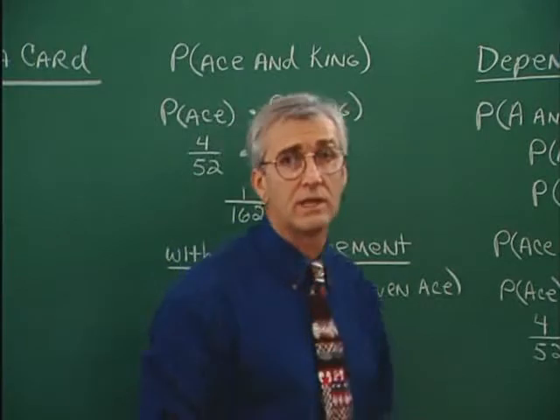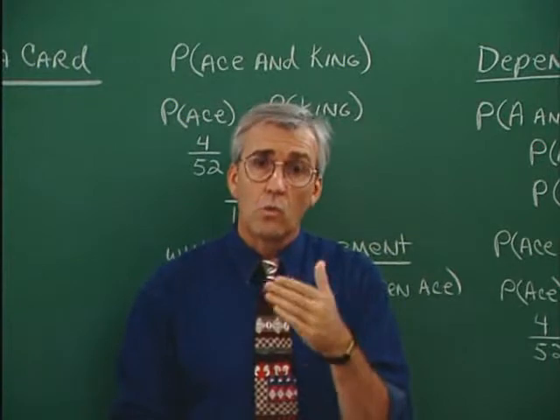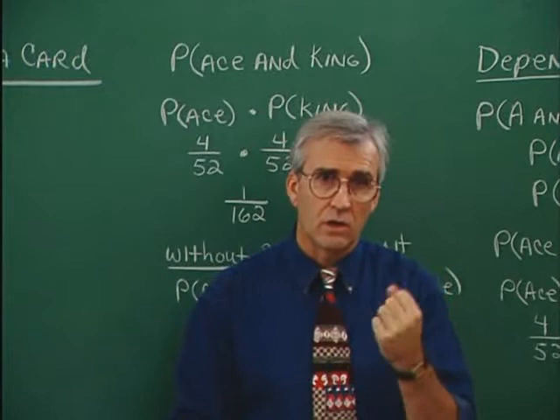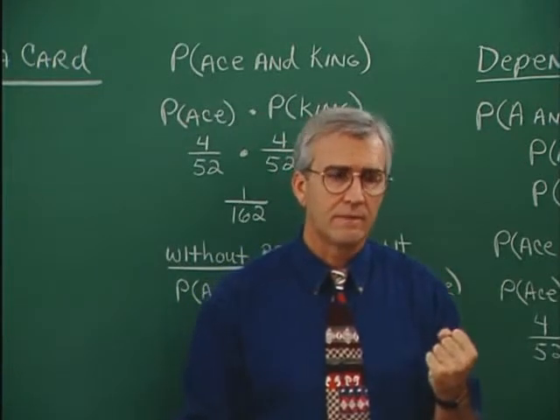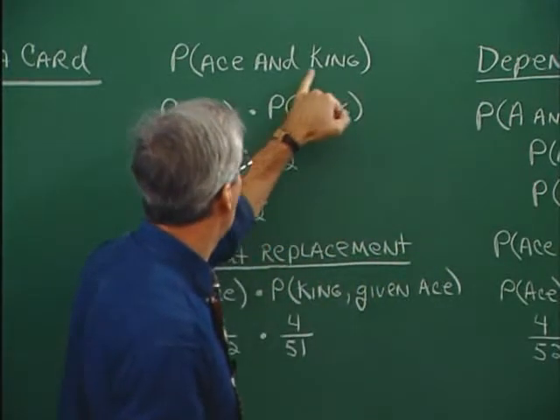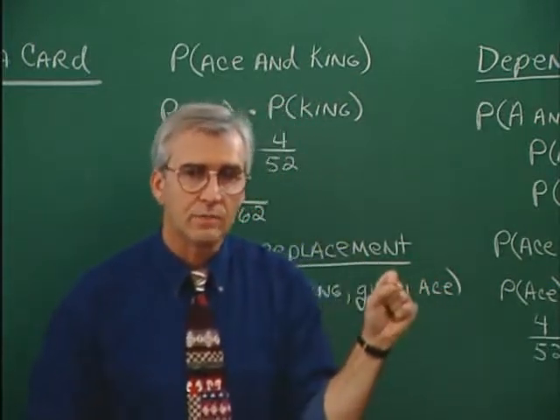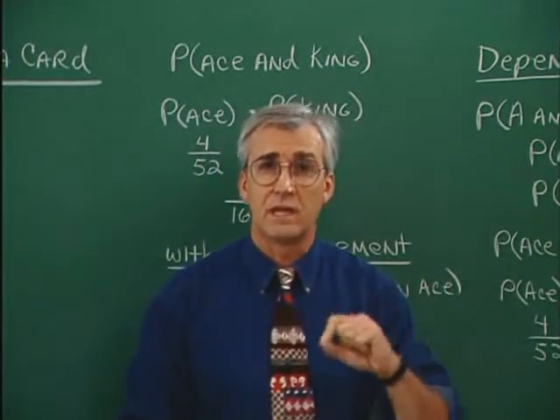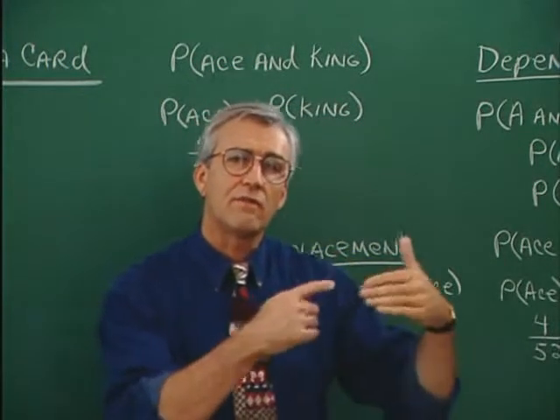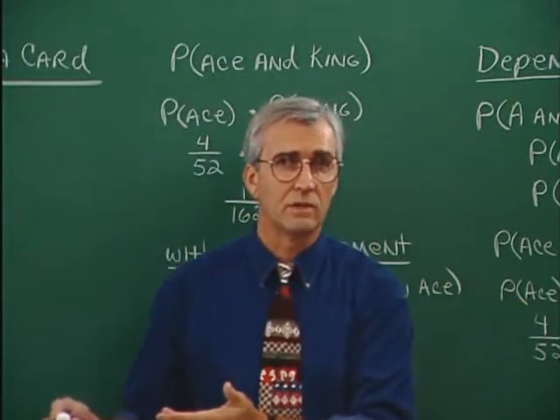What if we didn't replace the ace? What if it's without replacement? You see, if we're talking about without replacing that first card drawn, without replacing that ace that we drew the first time, then we change the probability of this. And so this idea of drawing 2 cards from a deck without replacement is an example of a dependent event, because the selection, that first selection of a card, affects the probability of the second selection of a card.